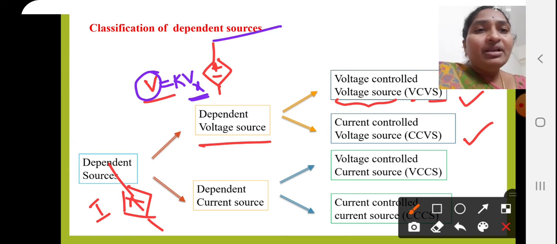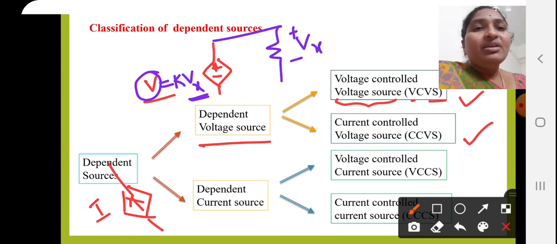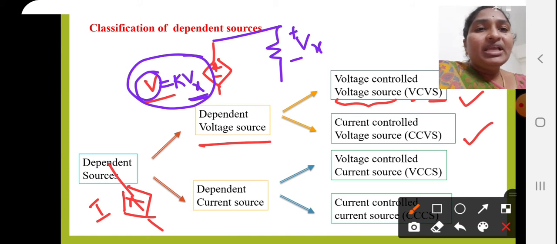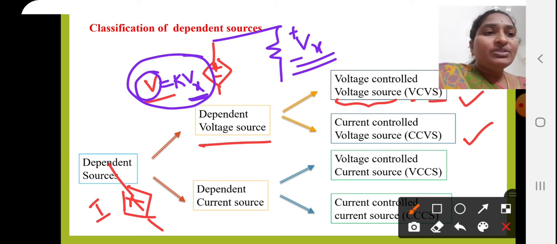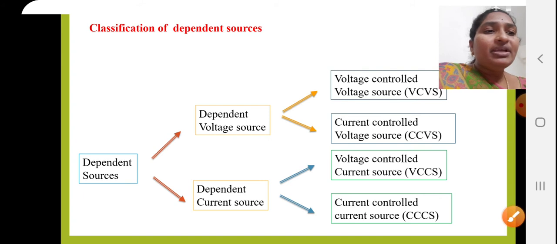For example, here we have any other branch. Let the branch voltage be Vx, whereas the magnitude of this voltage V is dependent on this Vx value. So it can be represented as V is equal to K times Vx. So this is a voltage controlled voltage source.